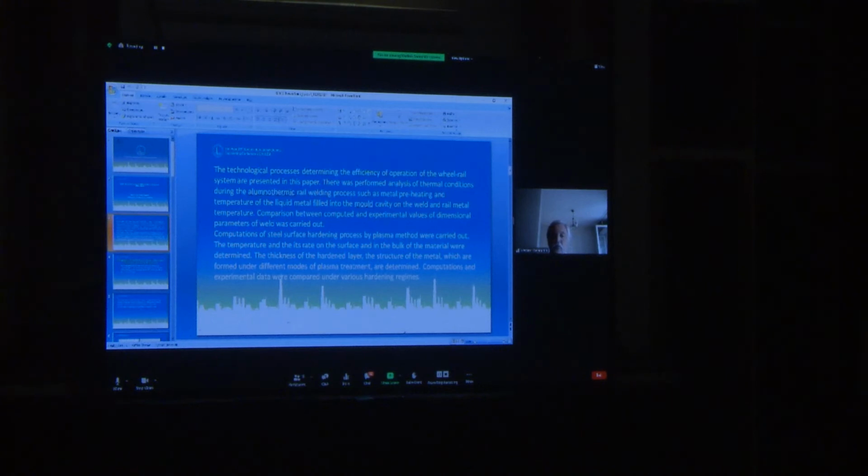Computation of the steel surface hardening process by the plasma method was carried out. The temperature and its rate on the surface and in the bulk of the material will determine the thickness of the hardened layer and the structure of the metal, which are formed under different modes of plasma treatment. Computation and experimental data were compared for various hardening regimes.